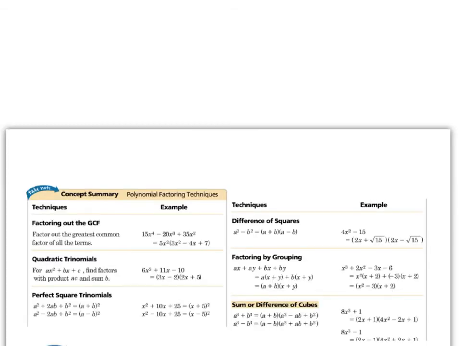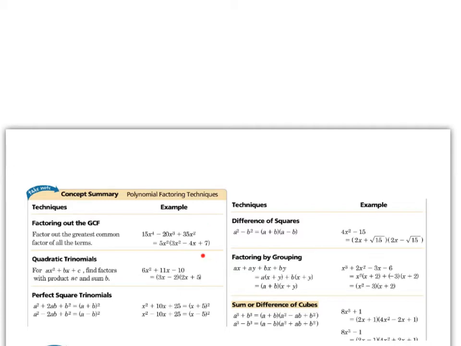So do not copy this down. This is both in your textbook, and I have a little handout for you to put into your notes so that you don't have to write all this. But these are some different techniques for polynomial factoring. Obviously, like I said earlier, we always want to factor out the GCF.